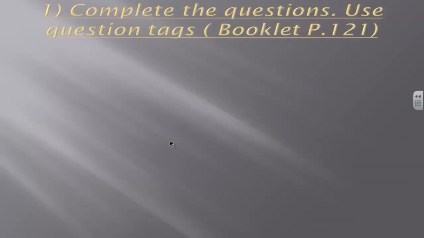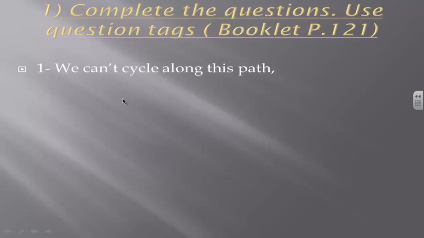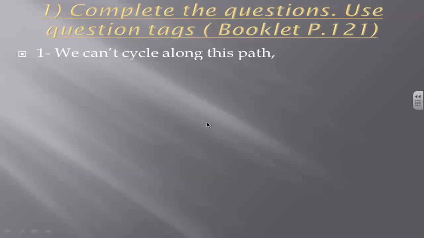Let's answer the exercise in the booklet, page 121. Number 1, we can cycle along this path. The verb here is can, it's in the positive form, so we will change it into the negative form: can't we? Number 2, you can speak English. The verb here is can, the negative of can is can't, and the subject you. Can't you?